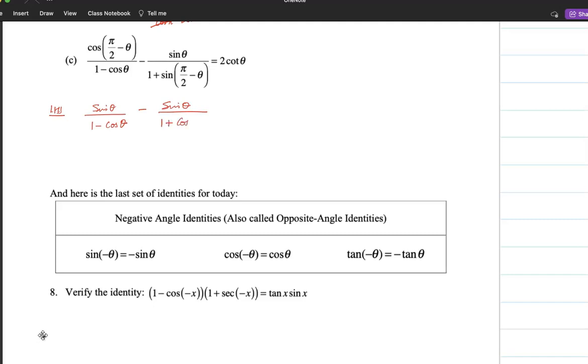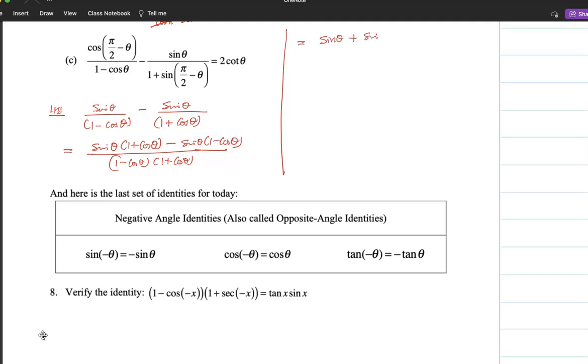Cos theta, right. Now you take LCM. So this will be 1 minus cos theta, 1 plus cos theta. So the numerator becomes sine theta times 1 plus cos theta, minus sine theta. Correct. Now what do you do? Now you open the brackets. So sine theta plus sine theta cos theta, plus sine theta minus sine theta cos theta, and the denominator?